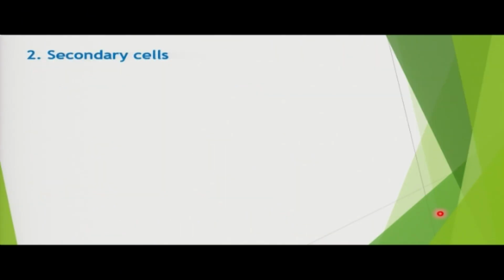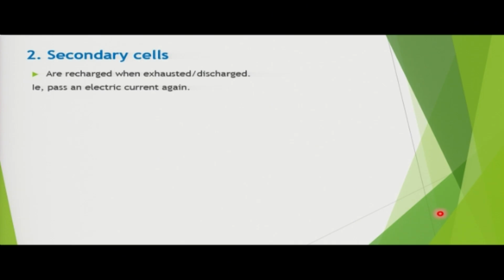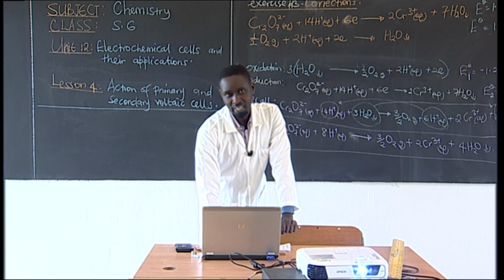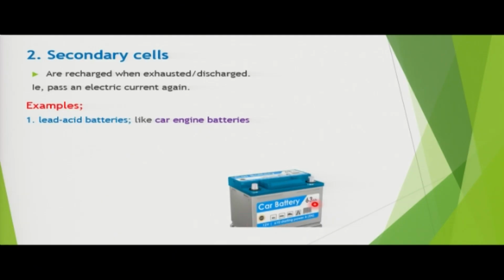Secondary cells. These have the unique character that they are rechargeable. When the current ceases to move or it is exhausted, you can put them back and recharge them. So they are rechargeable. Examples are the lead acid battery, which we shall stick onto, the car battery. At least the majority of us have seen the car battery. And if we haven't, it is just there indicated.